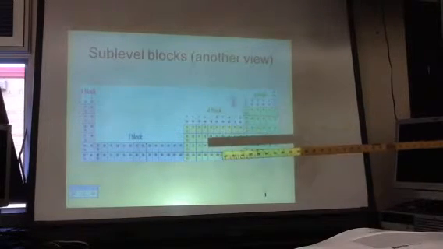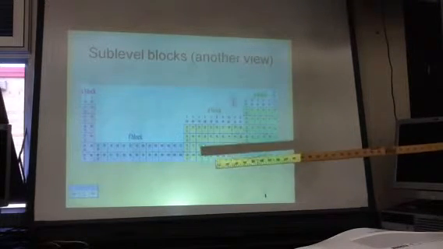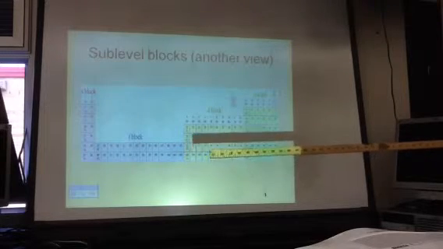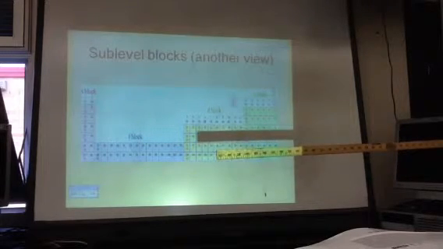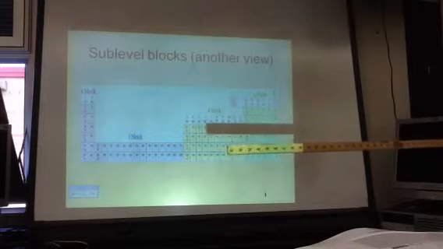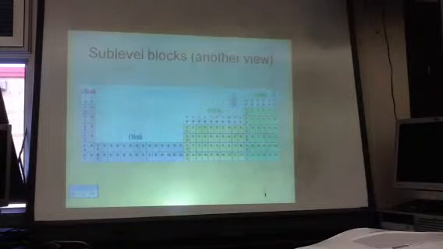We go through 5s, 4d, 5p, 6s, and then what are we filling? 4f. Now we're down to the lanthanides and actinides. You'll notice that the D's are always one main energy level behind the period, right? The F's are a full 2 main energy levels behind the period because of those crossovers in energy level.